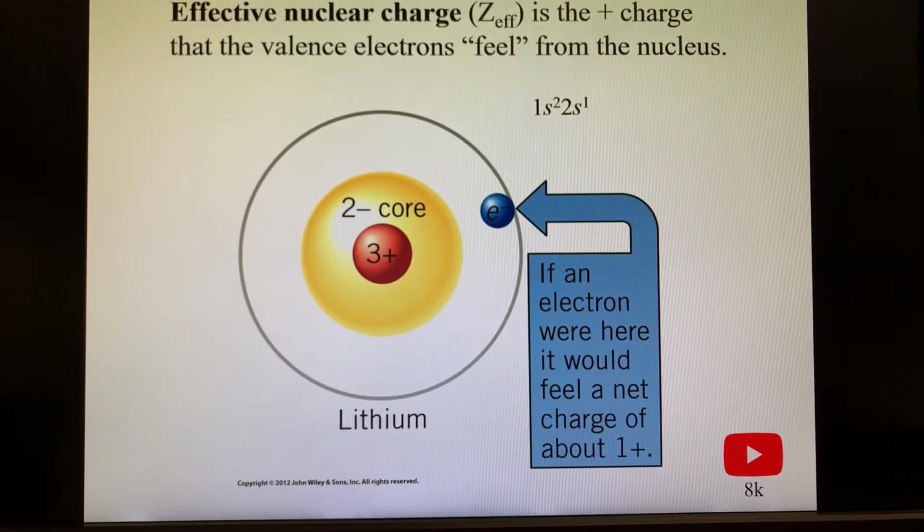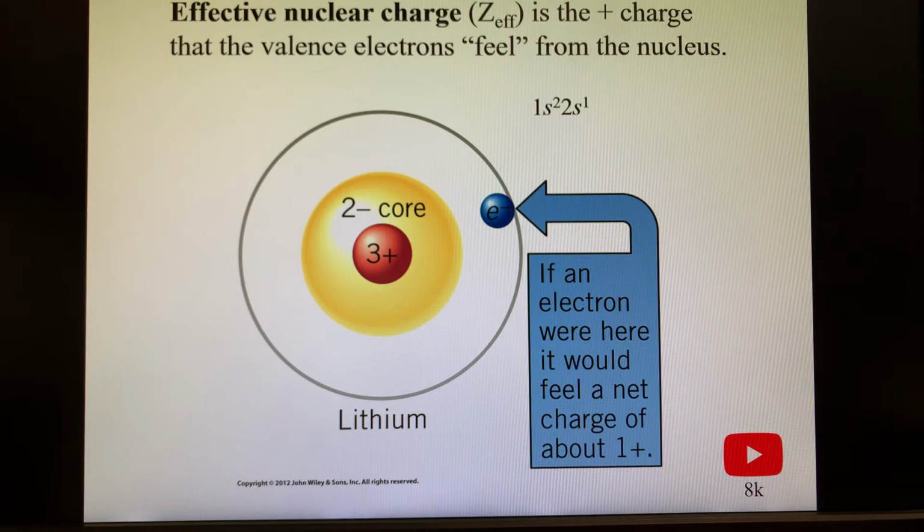Effective nuclear charge. So this is a really important concept that helps explain the next three concepts that we're going to talk about. It's directly related to the electron configuration. Really, it's just trying to figure out how much positive charge valence electrons feel.